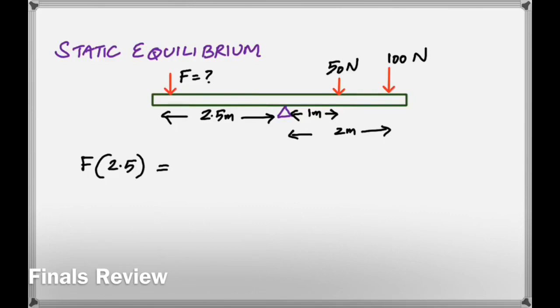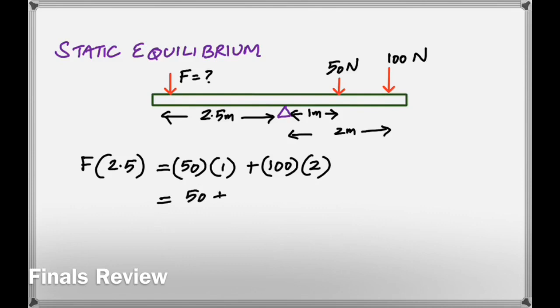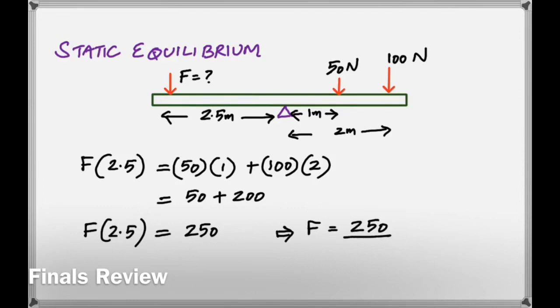So F times 2.5, which is the counterclockwise one, should be equal to 50 times 1 plus 100 times 2. And then you do the math. So on the right side, you get 250, and then divide that by 2.5. Obviously, I'm picking good numbers. So 250 by 2.5 is 100 newtons. That's how we do those problems.